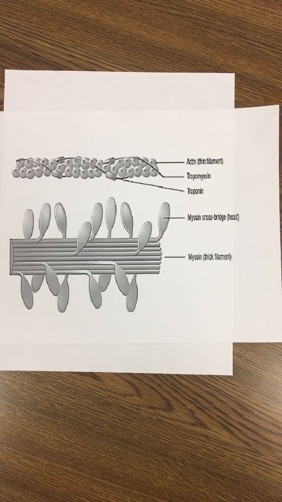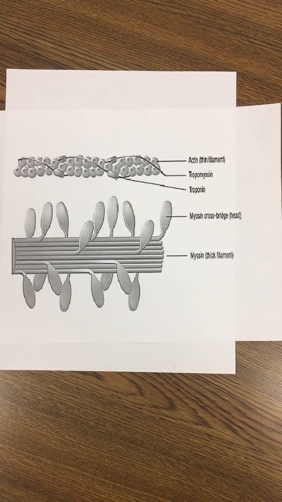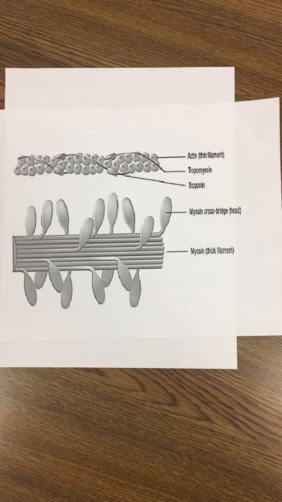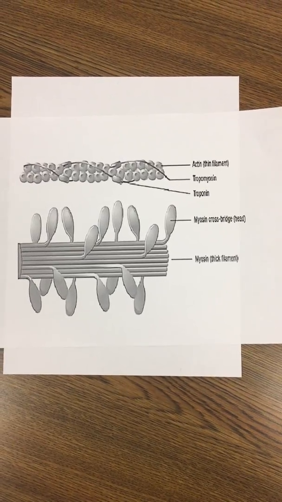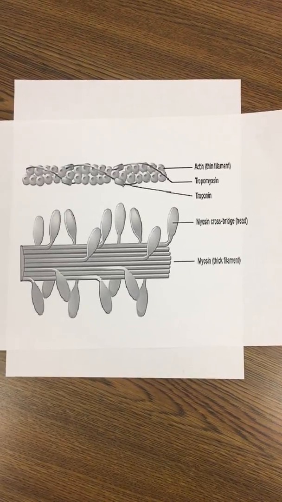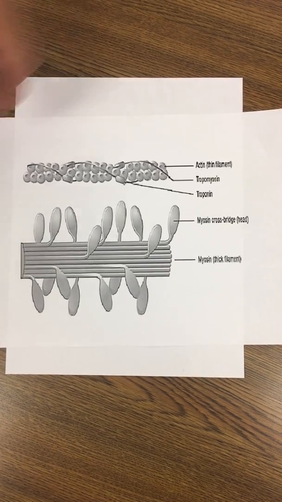Now for the sliding filament theory. At rest, the myosin and actin are not bound together, and calcium is being stored in the sarcoplasmic reticulum. See how they're separate and no calcium is in the picture.